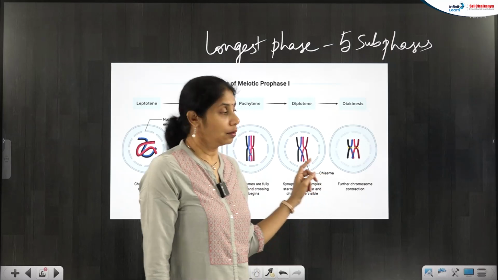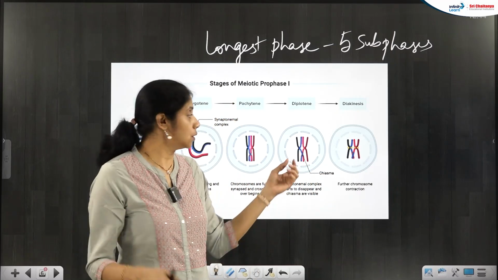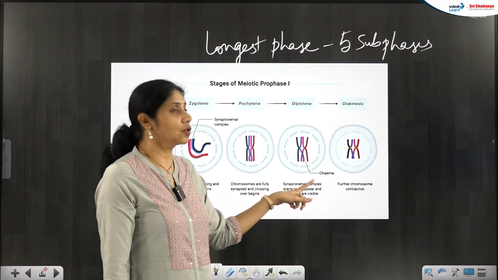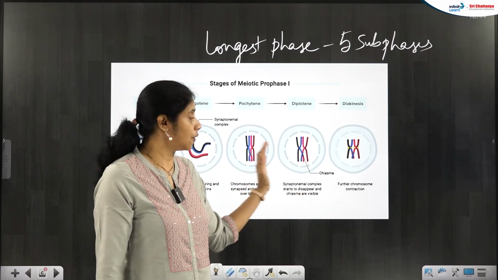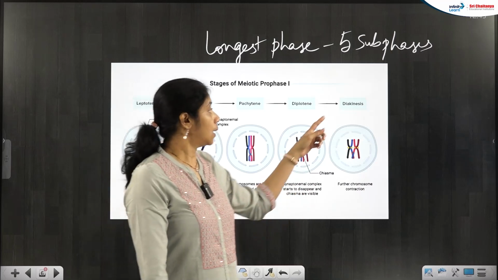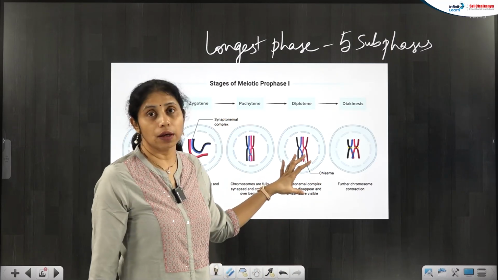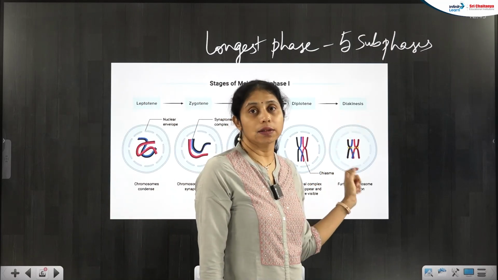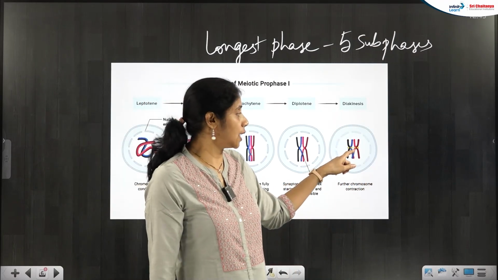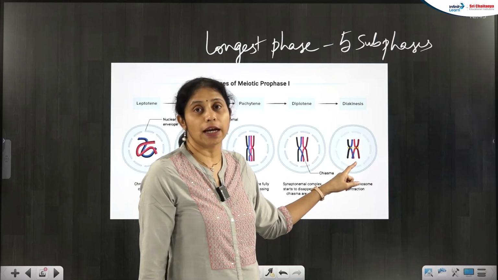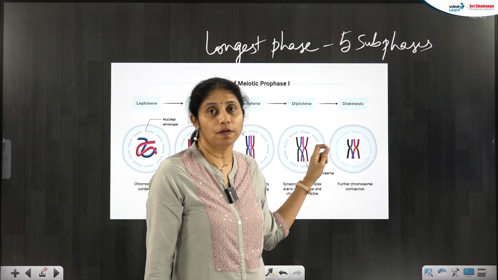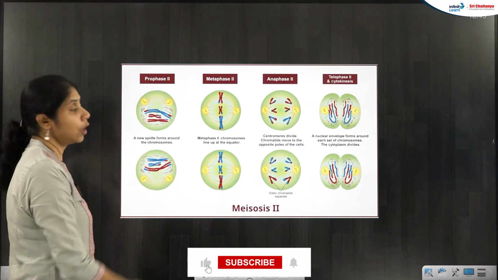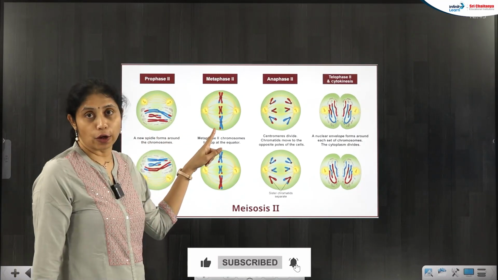Then in diplotene, as the synaptonemal complex dissolves, they try to move away from each other. And at that time, X-shaped structures called chiasmata are very clearly seen because further condensation happened. This is the longest phase in the oocytes of vertebrates, lasting for months or years. In diakinesis, terminalization of chiasmata will happen. The chiasmata from the point of origin will move towards the ends of the chromosomes. Then all these chromosomes will be released into the cytoplasm.